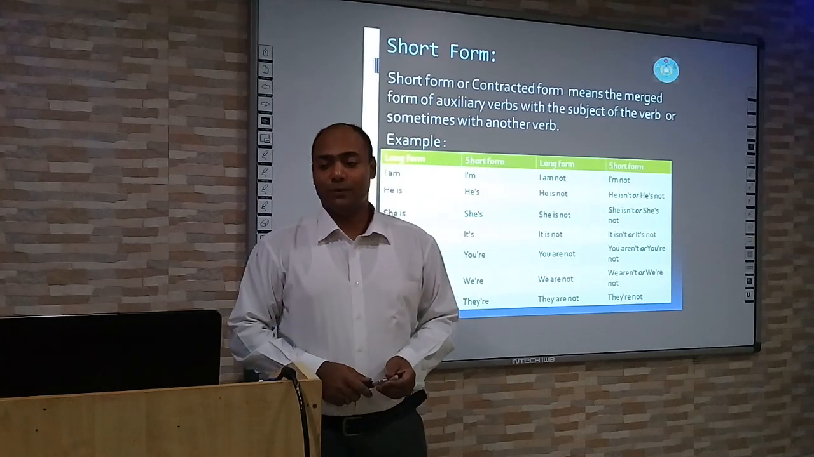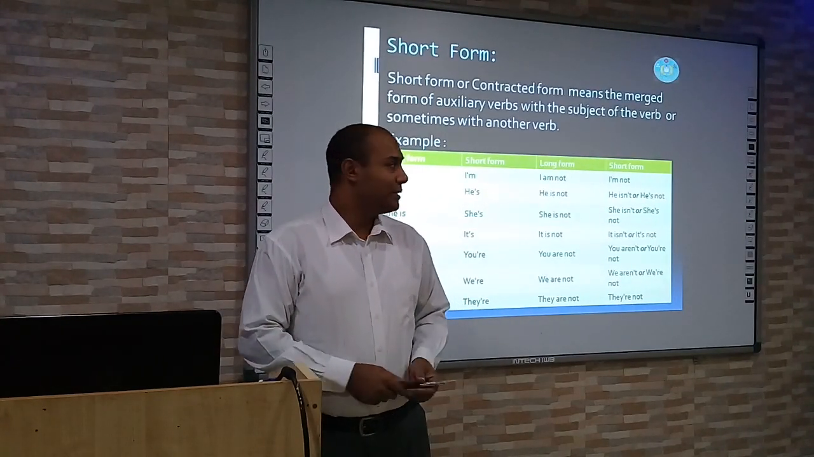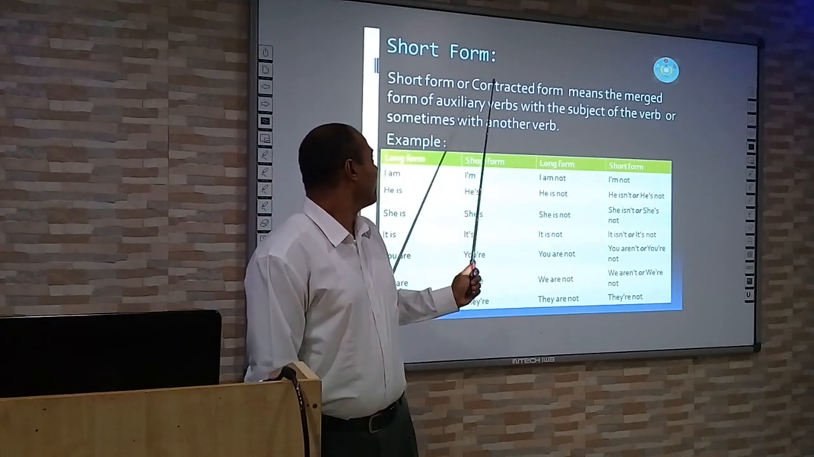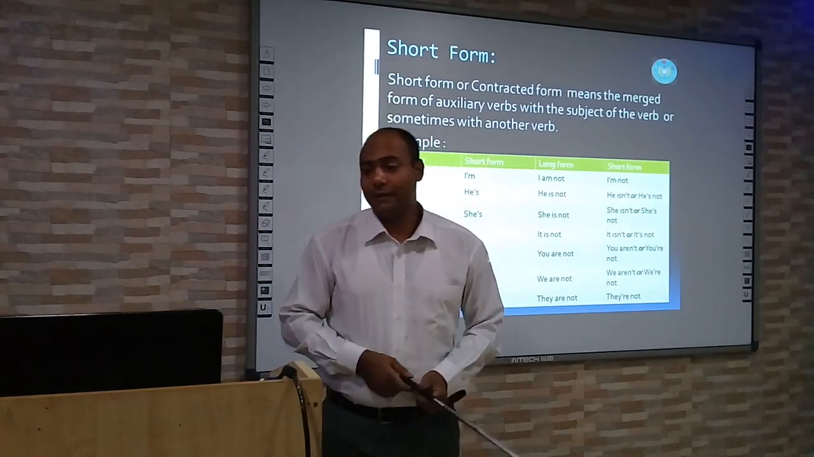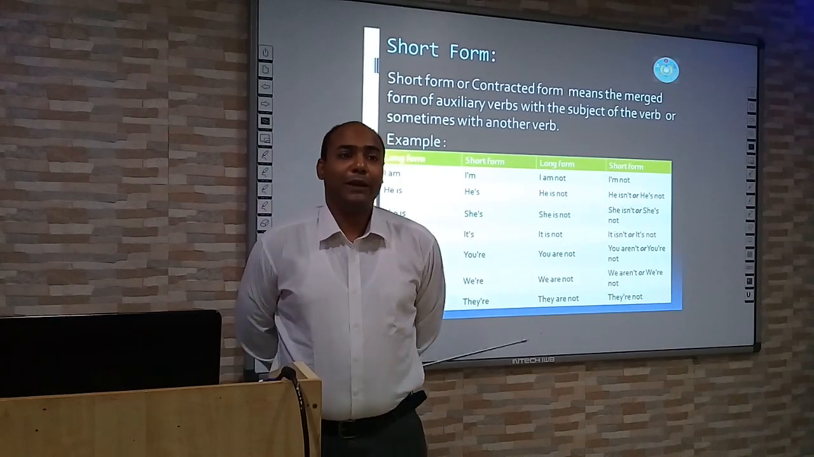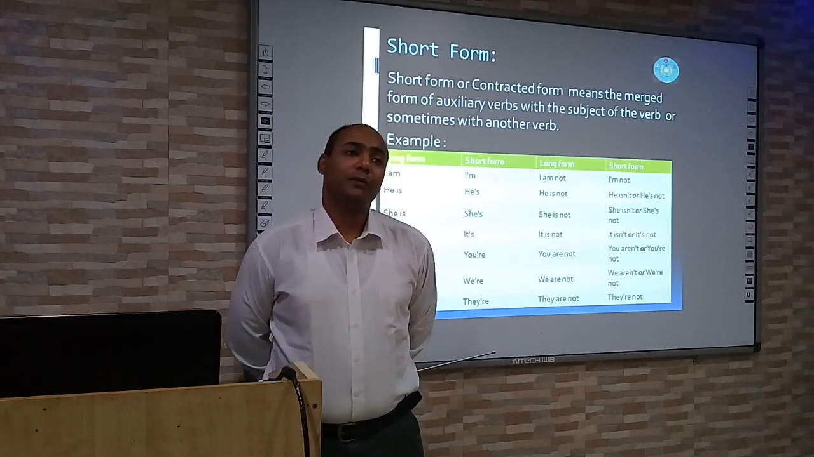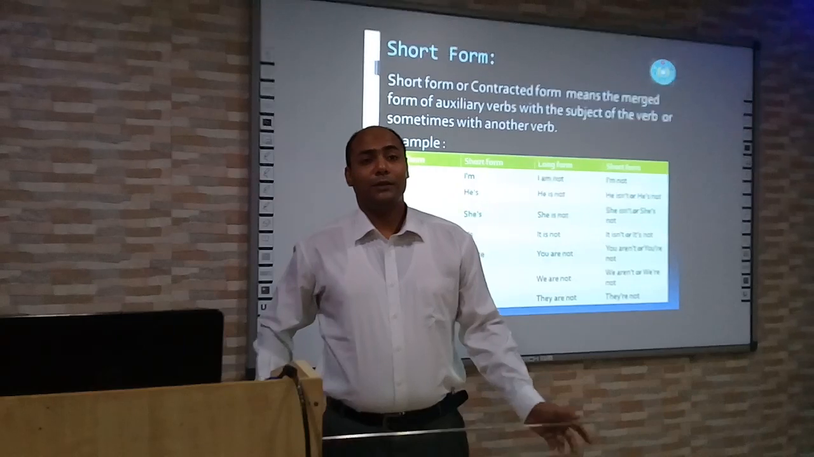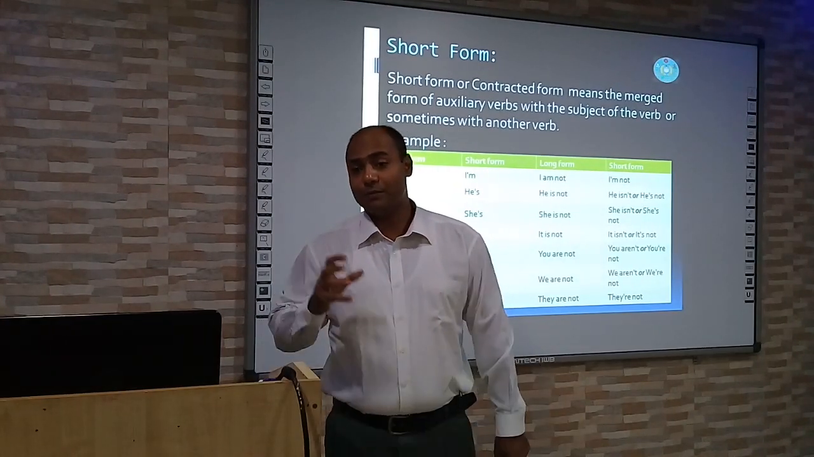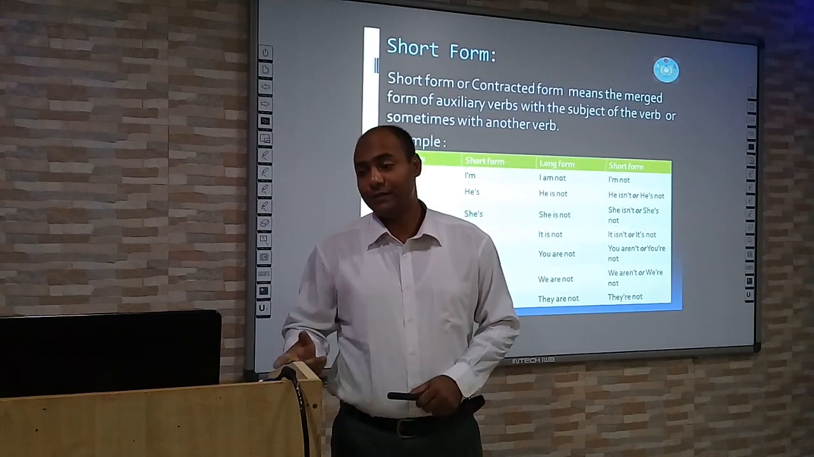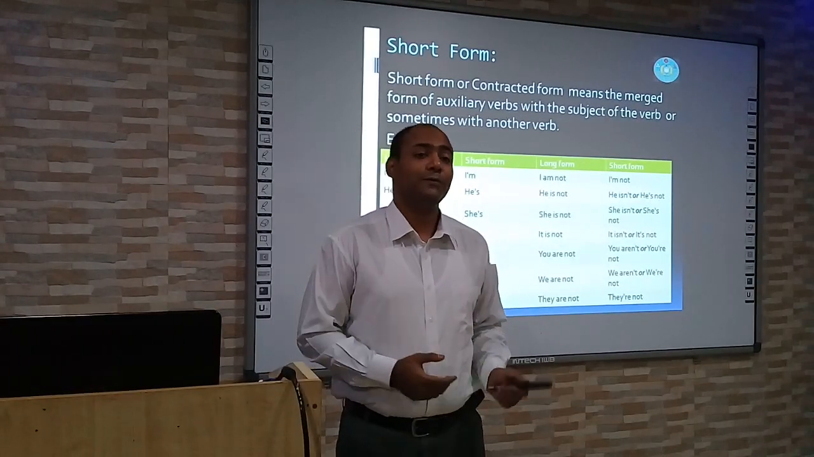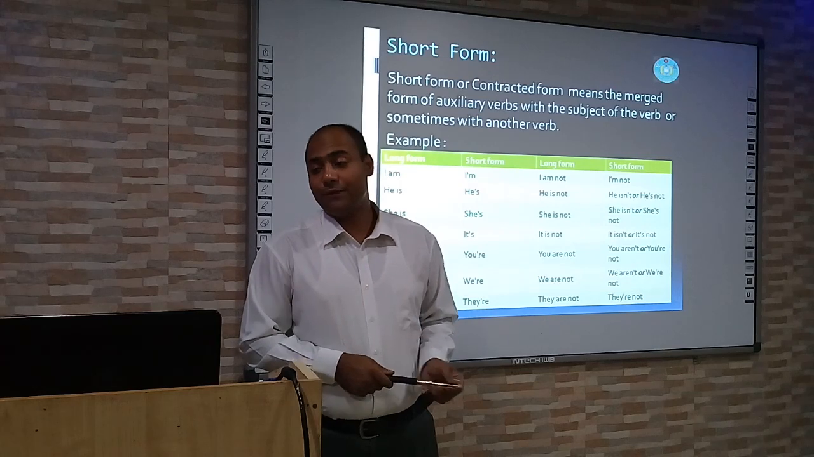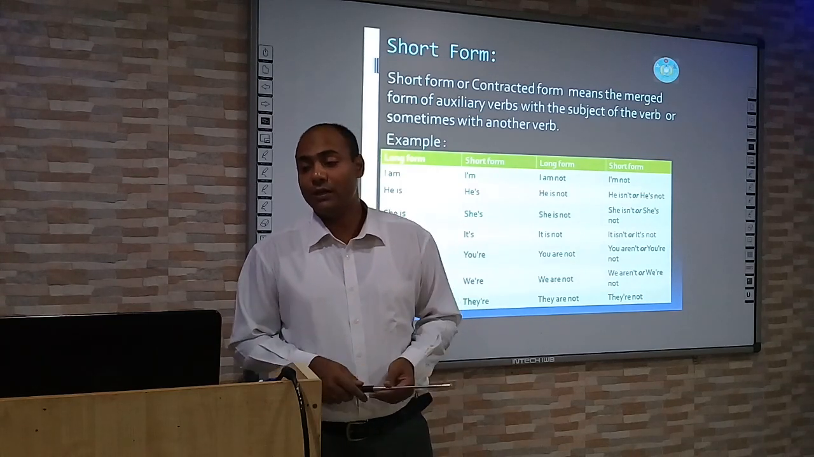Next, short form. This is very important. This is, I would say, the most important part of your dialogue. As I have already said, spoken language has its distinct features. So this dialogue, as a representative of spoken language, has some distinct features, and one of its clearest and most important features is short form or contracted forms of verbs. Short form or contracted form means the merged form of auxiliary verbs with the subject of the verb or sometimes with another verb.